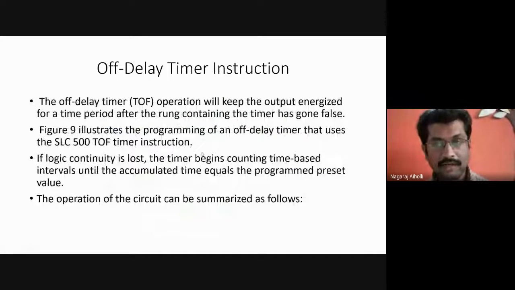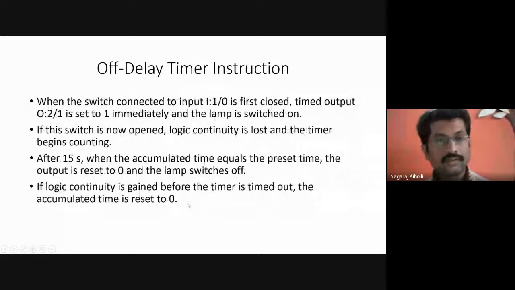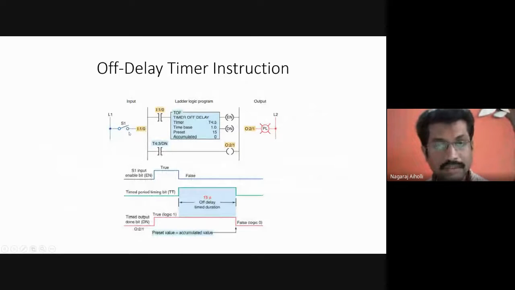Off delay timer that uses SLC 500 TOF timer instruction. If logic continuity is lost, the timer begins counting time-based intervals until the accumulated value becomes equal to the preset value. The operation of the circuit is like this. When the switch connected to input I:1/0 is first closed, timed output O2/1 is set to 1 immediately, and the lamp is switched on. That is, once the switch is closed, this examine if closed instruction becomes true, and immediately this output will become true here. The indicator will be glowing.